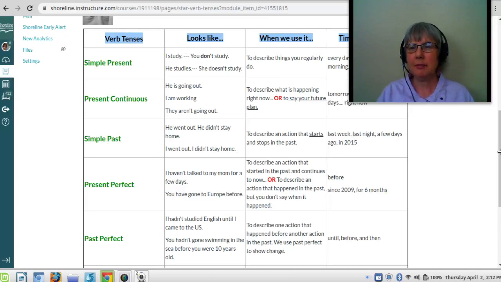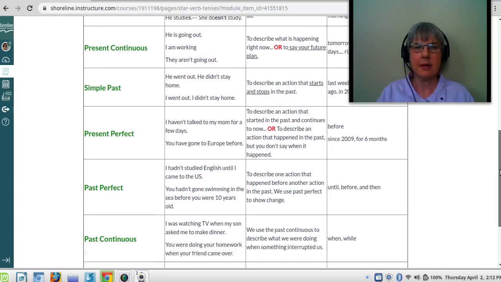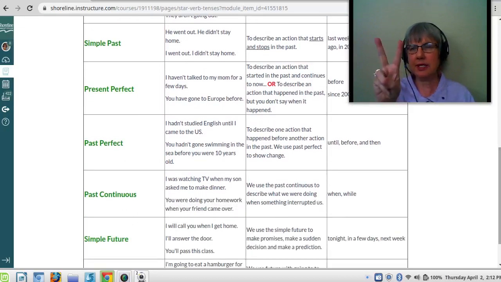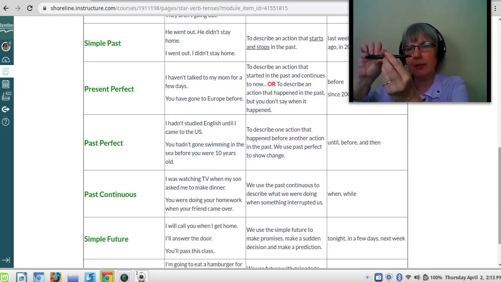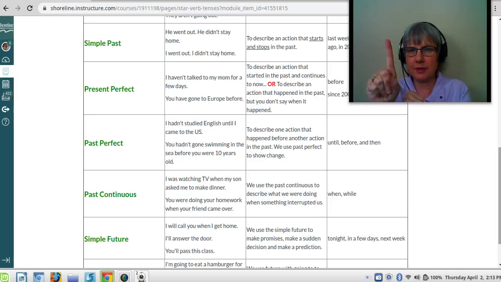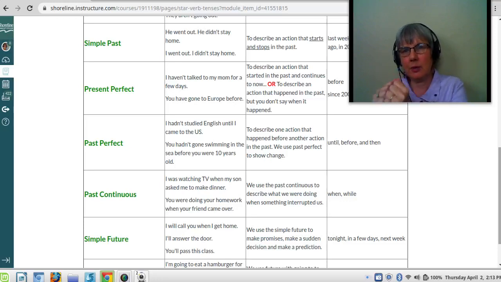Now moving on to past perfect, this means there were 2 things that happened in the past. One event happened first, and then another event happened later. So I hadn't eaten sushi until I went to Japan. I hadn't eaten sushi and then I went to Japan. I hadn't eaten sushi before I went to Japan.